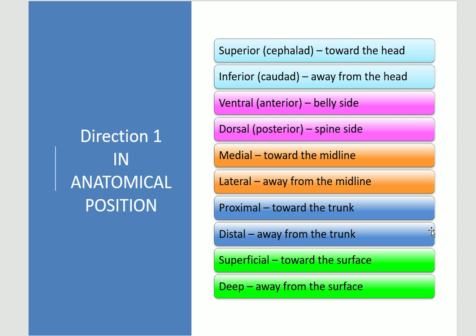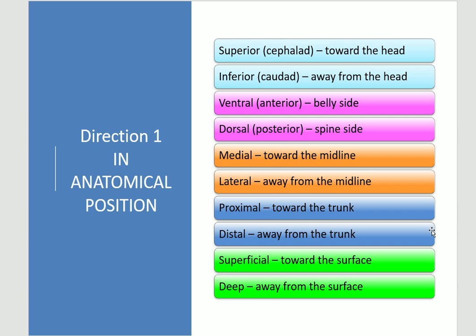We have ventral and dorsal. Ventral, or anterior, is the belly side. Dorsal, or posterior, is the spine side. Some generations call posterior the hind end. That's on the back, so spine side. If you are a fish person, remember the dorsal fin is on the spine of a fish. The ventral fin is on the belly of a fish. So ventral, anterior, belly. Dorsal, posterior, spine side.